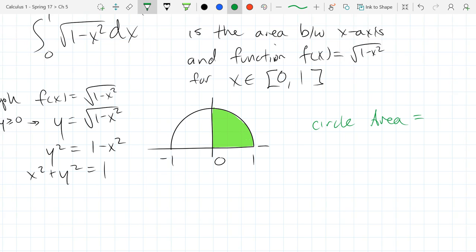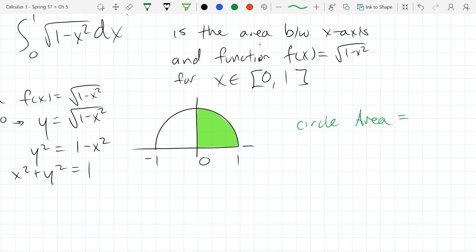So who can impress us with their circle area formula? Pi r squared. So how does our area differ from the full circle area? It's a quarter. So we got a quarter of the circle. So our actual area will be 1/4 circle area, or 1/4 pi r squared.